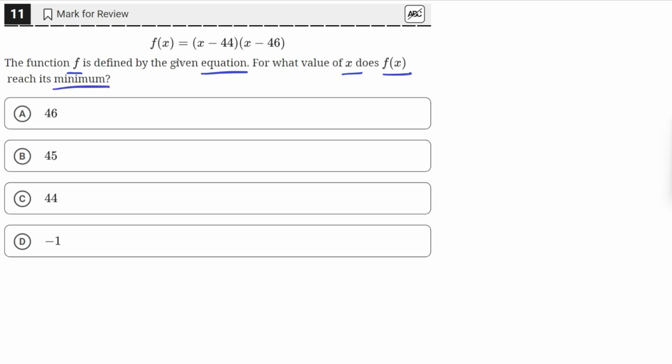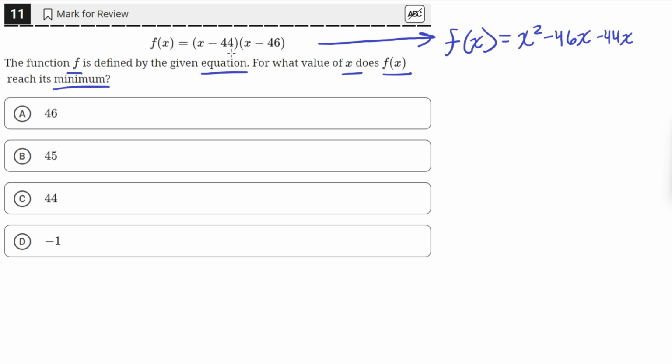So we have this function f of x here, and the first thing we're going to do is just distribute the parentheses. We're going to do binomial multiplication here. So we're going to have f of x equals x times x, which is x squared. X times negative 46 is negative 46x. Negative 44 times x is negative 44x.